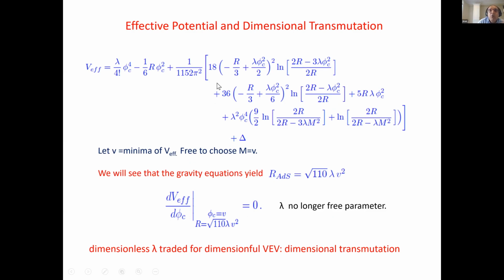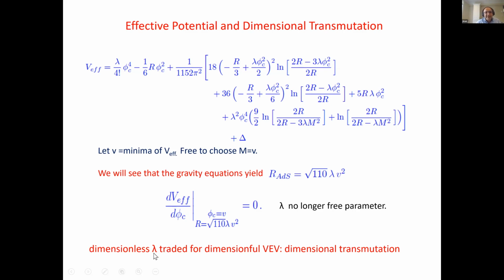So now we can find the minimum of the potential. That will be our VEV. And we're free to just fix the VEV to be at the renormalization scale m. Okay. So now we take the derivative of the potential with respect to the field and we set it to 0. And that gives us our VEV, okay? And when you do that, lambda is no longer a free parameter. What we stick in here is our ADS, and you get that from the gravity field equations, this square root of 10 lambda v squared. And then when you make that equal to 0, lambda is no longer a free parameter.